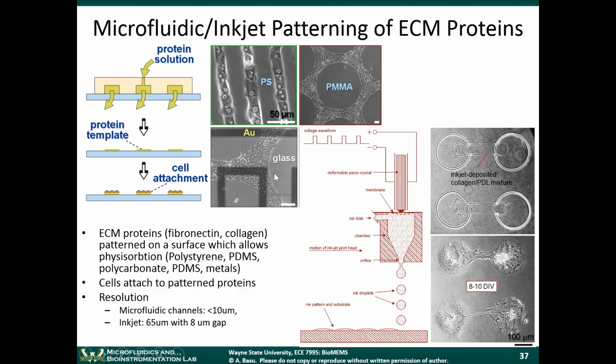We started talking about microfluidic and inkjet patterning of ECM proteins. There is also a way that you can pattern cells directly. You can 3D print cell structures now. However, one of the issues with that sometimes is that the thermal inkjet printers generate a lot of heat at the nozzle, so this can kill certain types of cells.